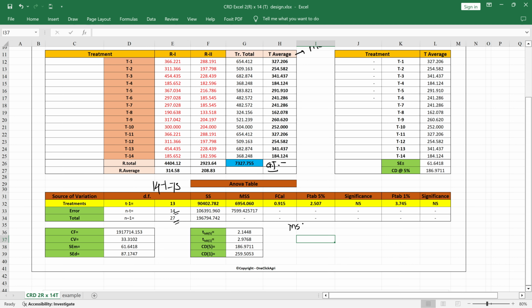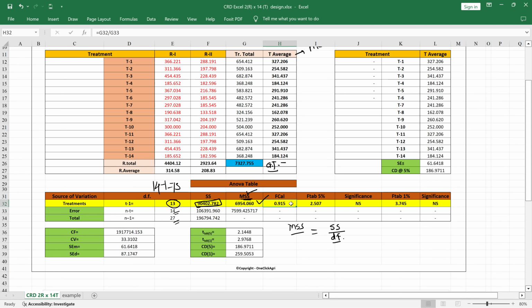Mean sum of square is equal to sum of square divided by degrees of freedom. So if we want to obtain mean sum of square, then we need to consider this value divided by this degrees of freedom, and you will get the mean sum of square value.